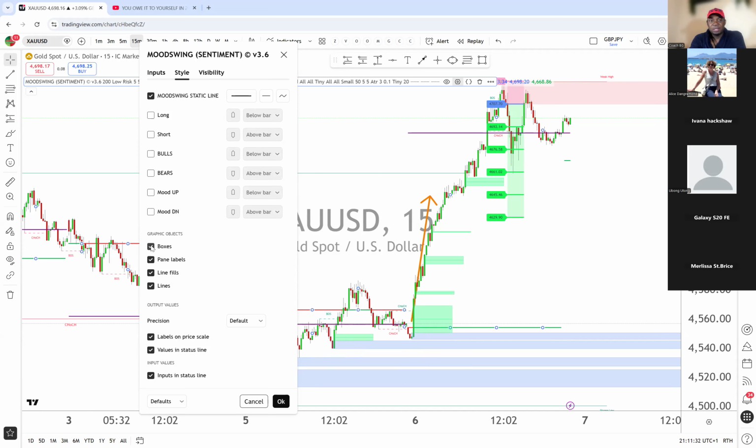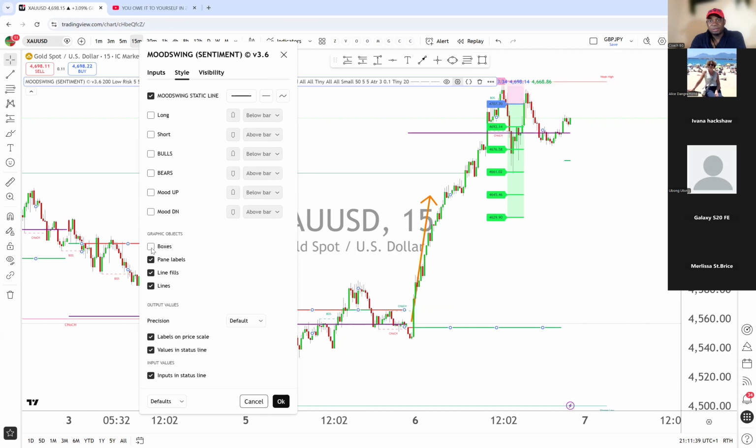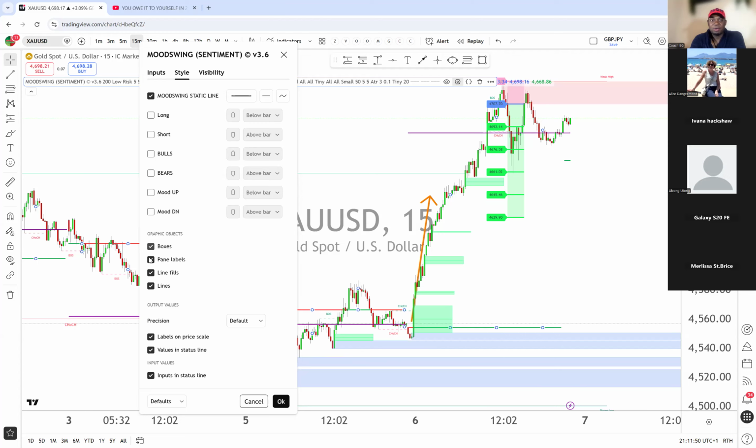We could also switch on or off the boxes. So if we go boxes here, click that off, you'll notice that the order blocks have disappeared. So the order blocks have disappeared here when you switch your boxes off. You could switch that back on.